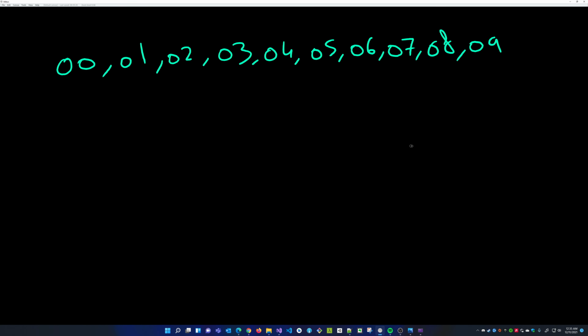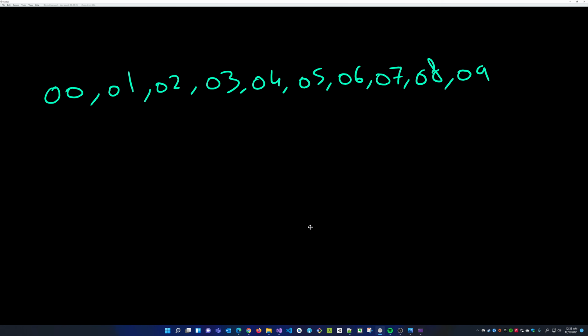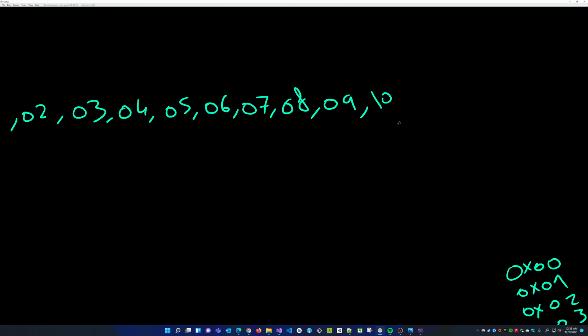What are we gonna do? We finished all 10 digits. We reached our limit. 9 is the last digit. How do we keep counting? Well, we reset this to 0, and then we increment this by 1. So what comes after 9? Reset this to 0, increment this by 1. 10.